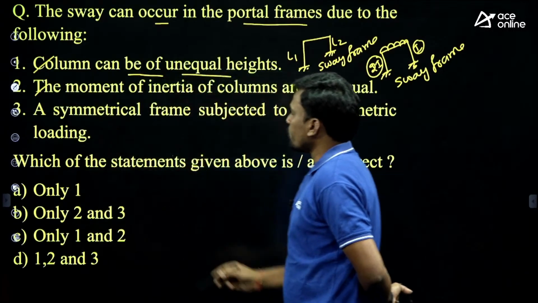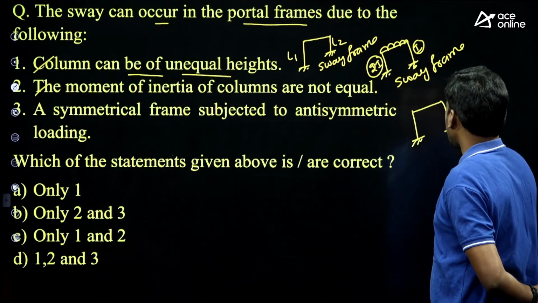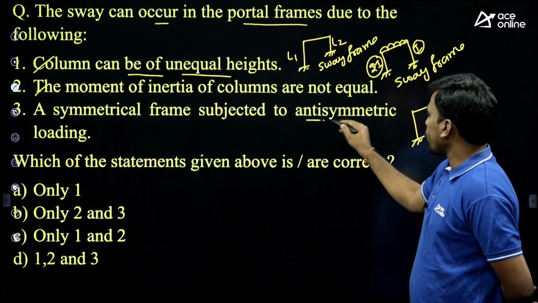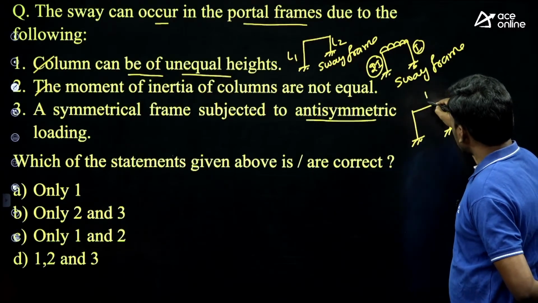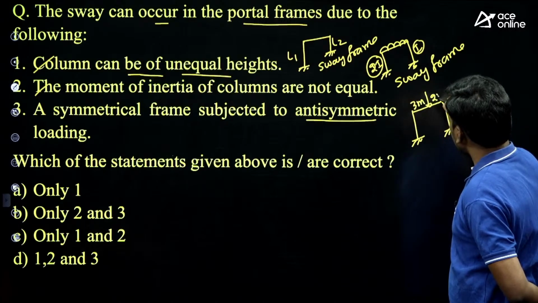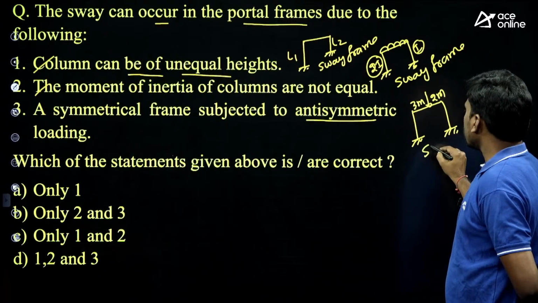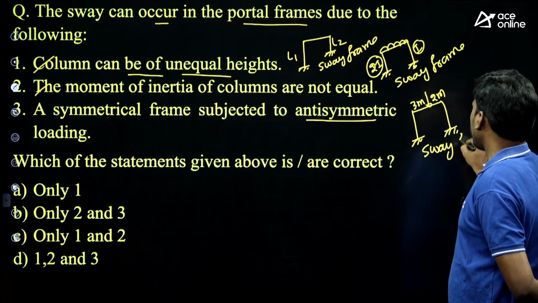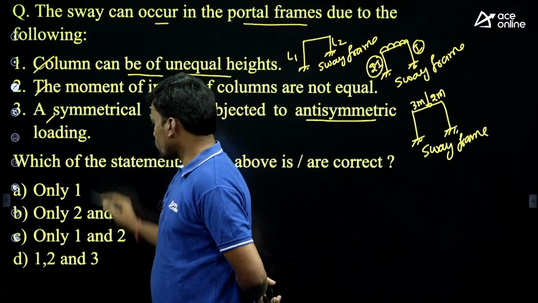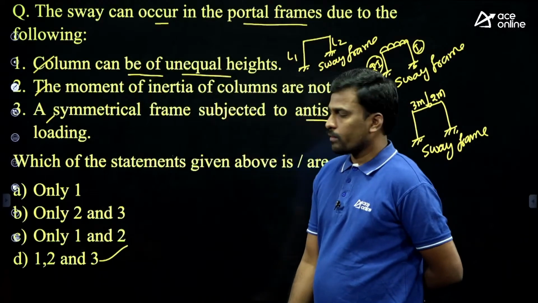And a symmetrical frame subjected to anti-symmetric loading. For example, this is the loading, this is a distance of 3 meters and this is a distance of 2 meters. So the loading is unsymmetrical, then this is also a sway frame. So 3 are correct. So 1, 2, 3, then option D is correct.